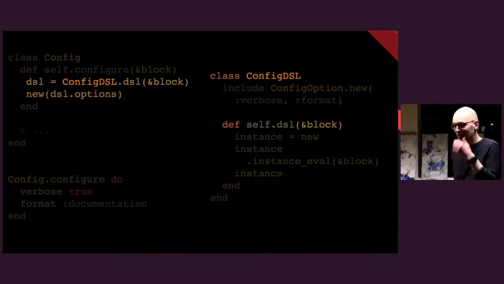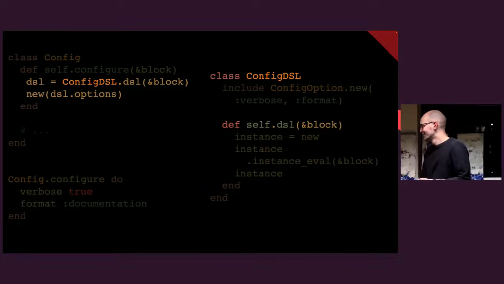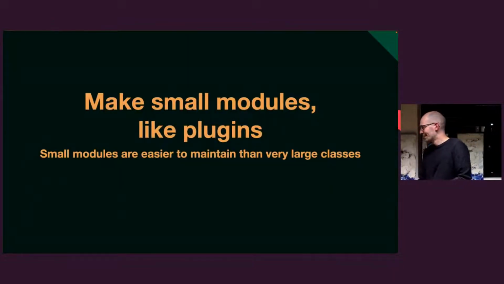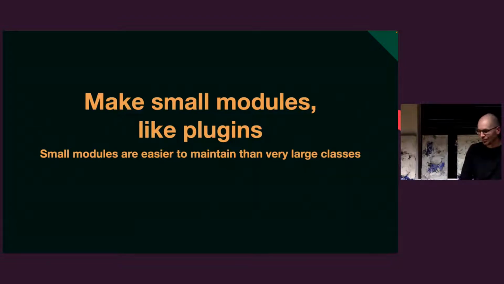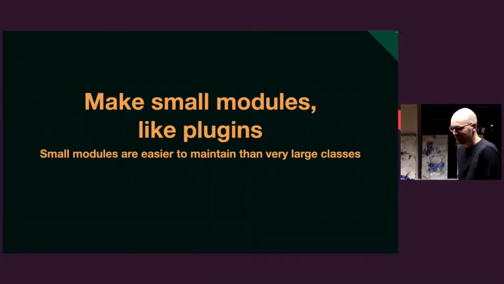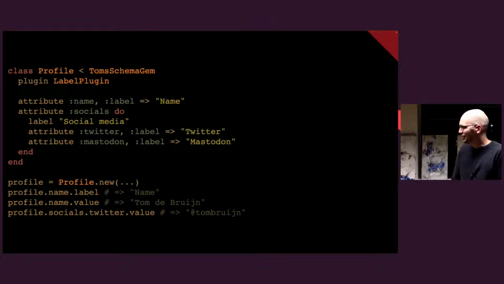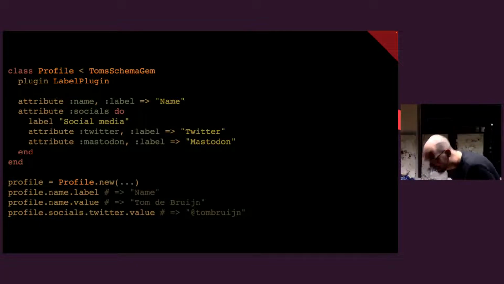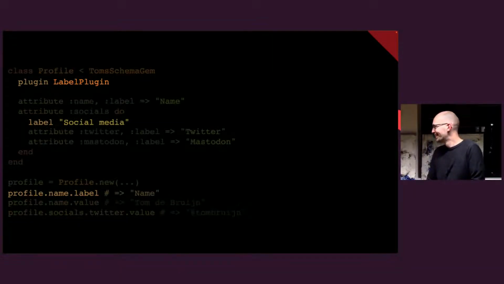I don't know if that's really a memory issue, but it is confusing as a developer, like what do I call where? Yeah, another thing is modules, as we've seen before, make modules like plugins. Now we get to this original example that I showed, where I need to zoom in.